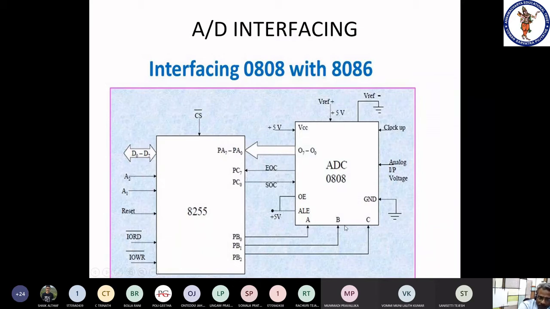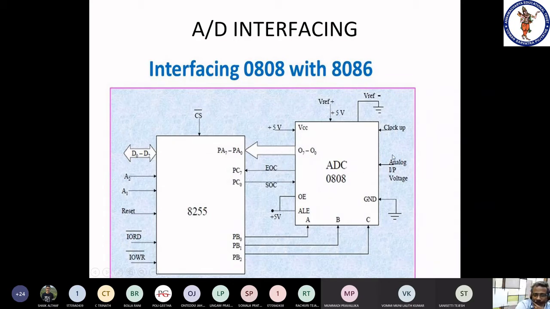You are now in a position to write a truth table: 000 for channel 0, 001 for channel 1, and so on. Normally C is the MSB and A and B are the LSBs. You write CBA: 000 goes with channel 0, 001 next, up to 111, channel 7.